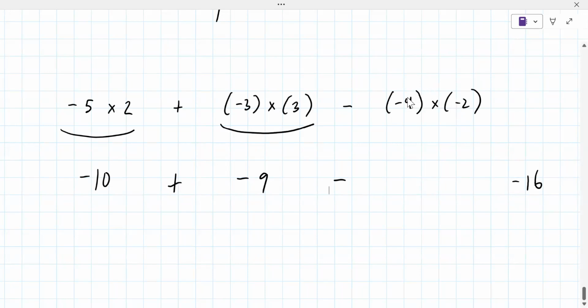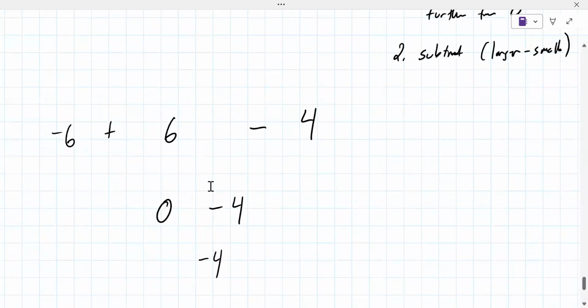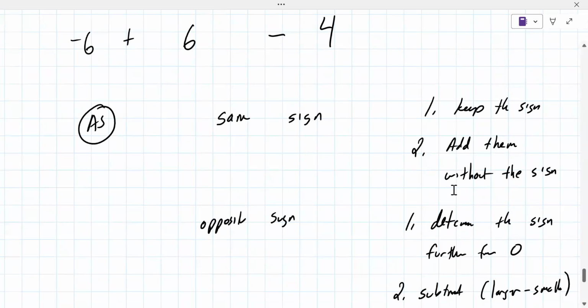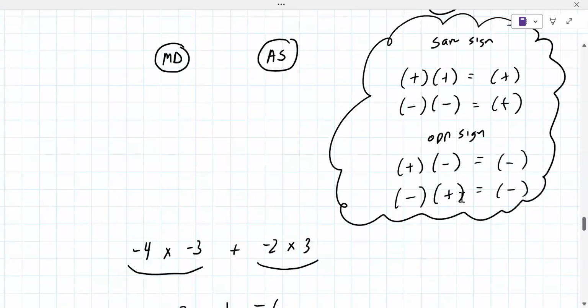-8. Okay, but they're the same sign. So, okay, 8. So there's still some disconnect, where you're mixing the rules or you're trying to remember the rules.